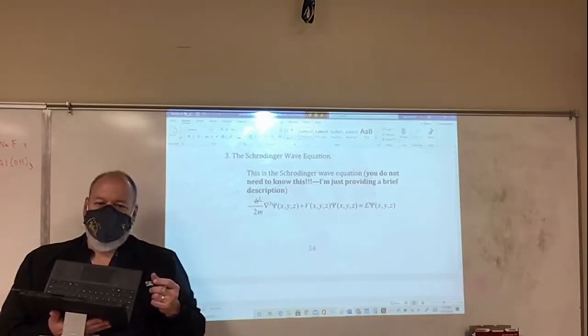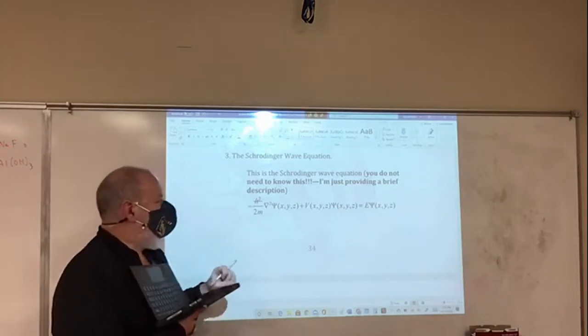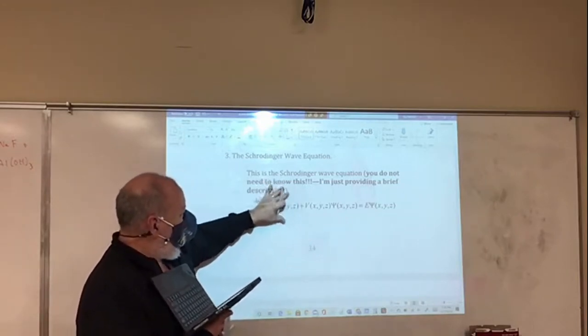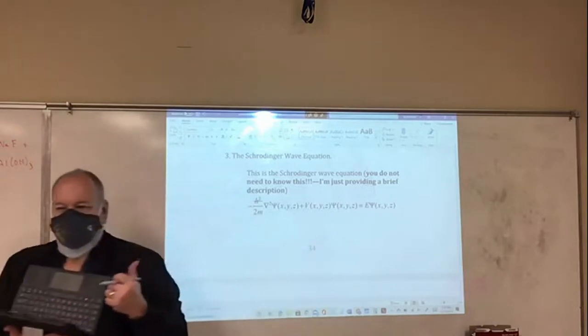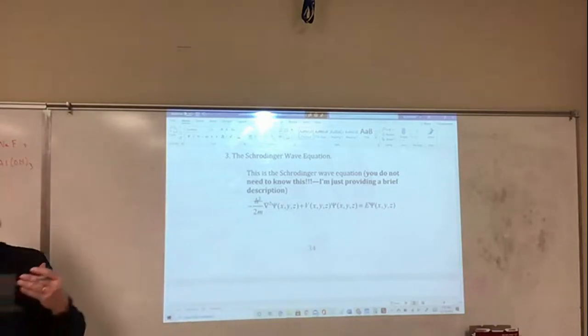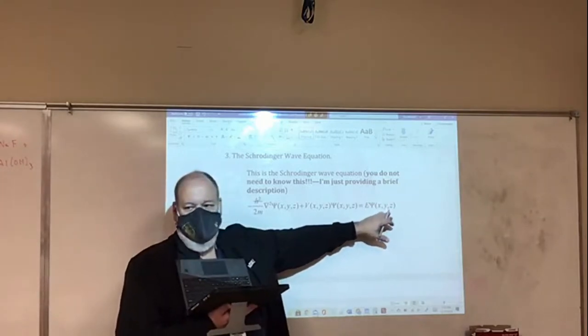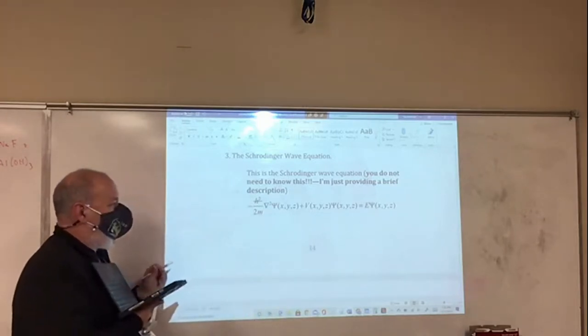What two types of energy do you know about? Potential and kinetic. I'm probably adding symbols for kinetic energy and potential energy together to give me the total energy. That's all this function is. It tells me how much energy that electron contains in that particular orbital.